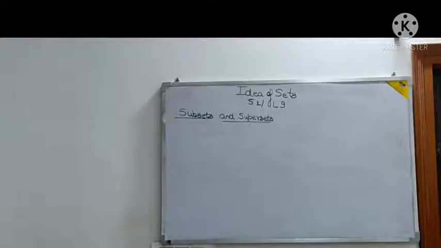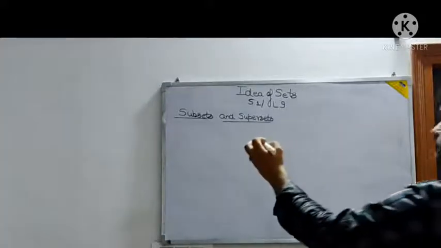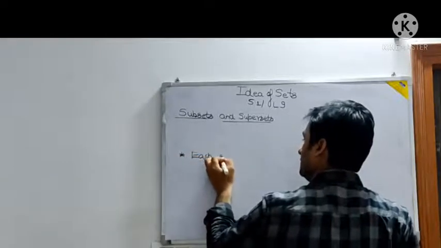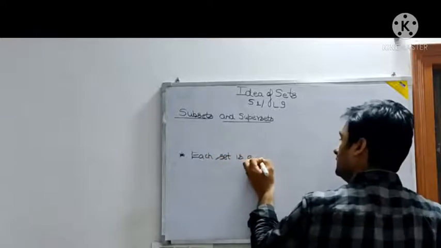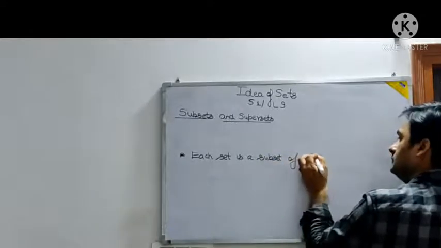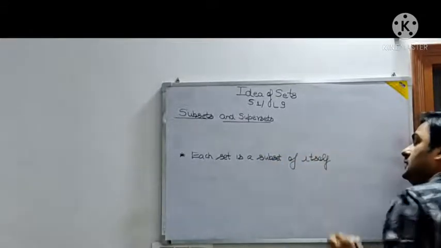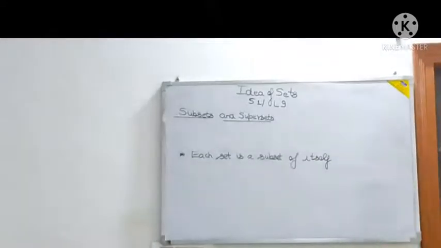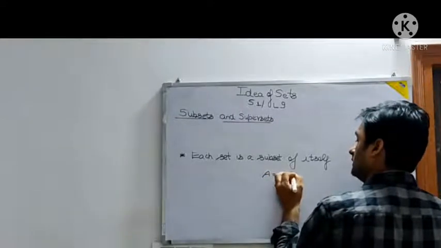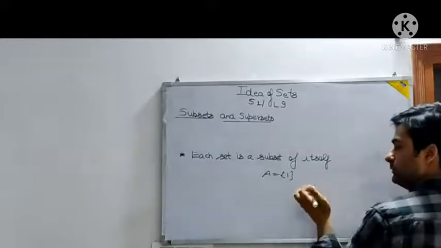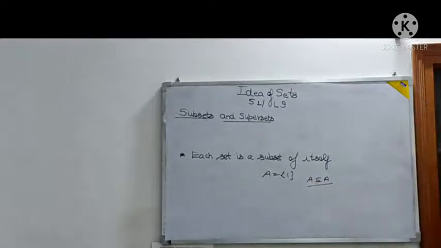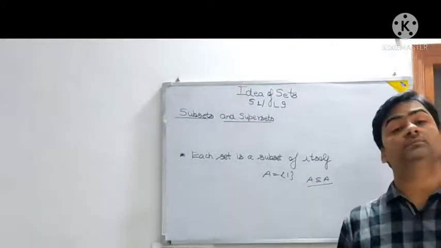Then certain things should be noted. Each set is a subset of itself. That means, if A is equal to 1, can I say A is in A also? It may look weird, but A is a subset of A only. That means every set is a subset of itself.